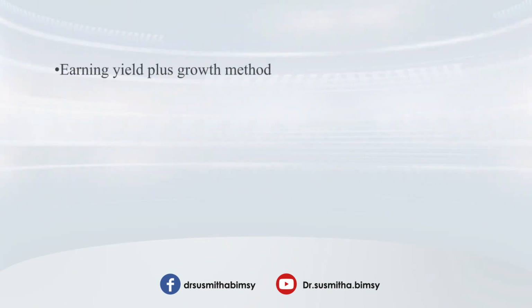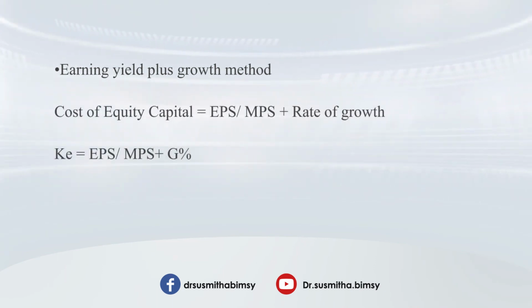Next method is earning yield plus growth method. We have seen in the dividend yield plus growth in dividend method that it is based on the assumption that the company is growing, right? So its market value is also increasing, and the company can provide some more profit according to growth. So you have to add a growth percentage to the previously calculated cost of equity share capital. So here cost of equity capital will be earning per share divided by market price per share plus rate of growth. I am not explaining a separate problem for this, okay?